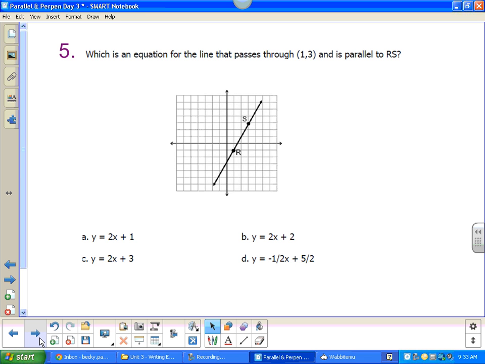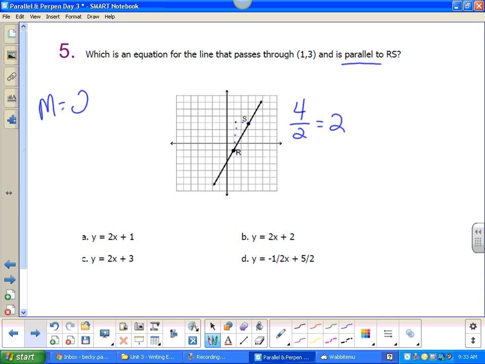Which is an equation for the line that passes through the point 1, 3 and is parallel to RS? I want to be parallel to him. So let's count his slope. 1, 2, 3, 4 over 2. Up 4 over 2, so his slope is 2. I want to be parallel to him, so my slope is a 2. And I pass through the point 1, 3.